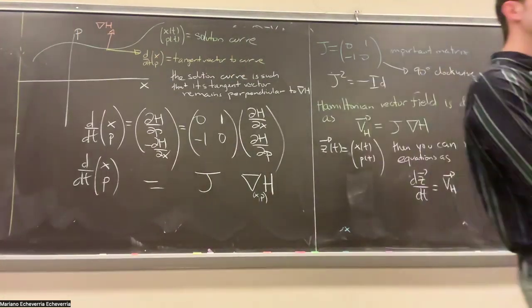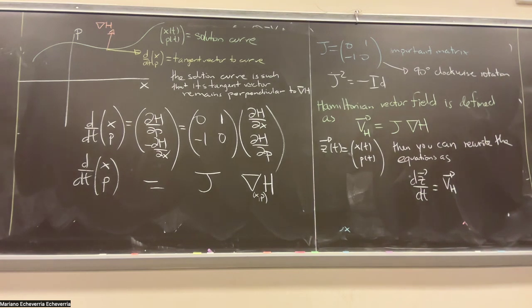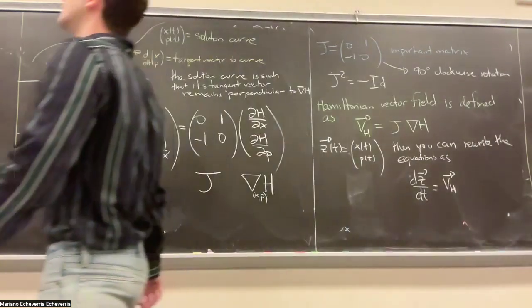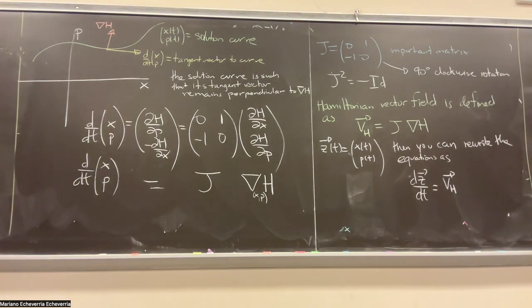Questions? Yeah. So is this where the idea of energy being conserved comes in? Because if dz dt is perpendicular to the gradient, then h isn't actually changing in value. Yes, if you have this curve that's perpendicular to the gradient, it's a level curve for h, so in this case h would be conserved along the level curve, correct?